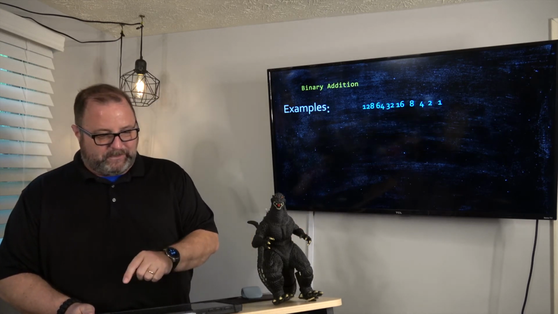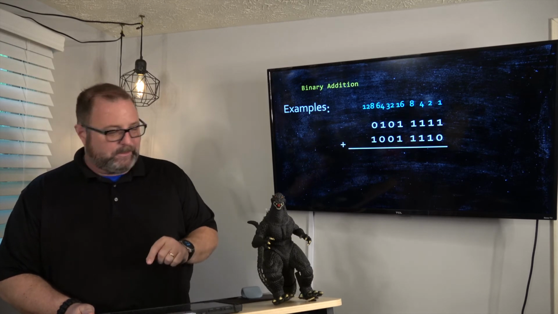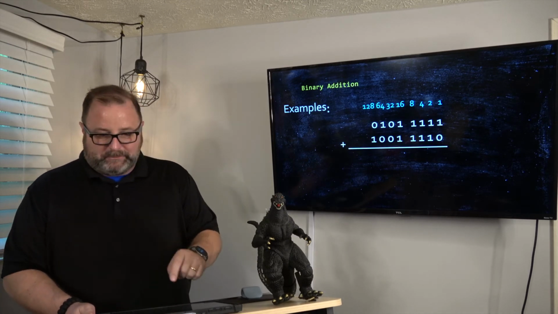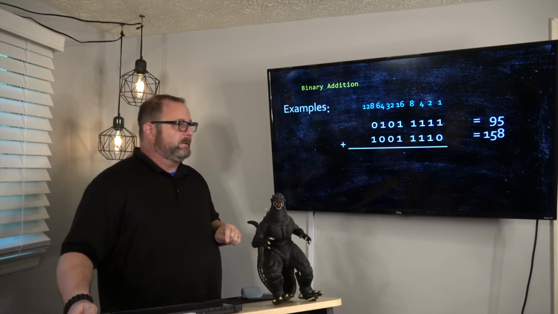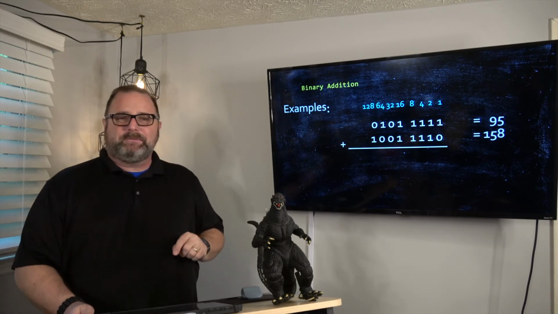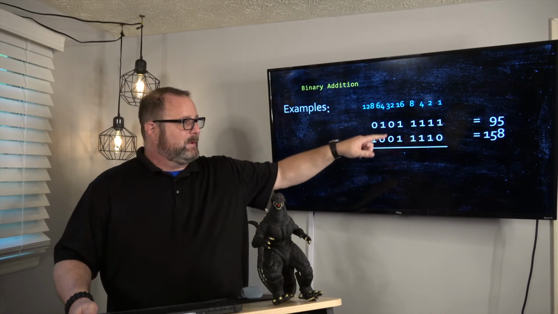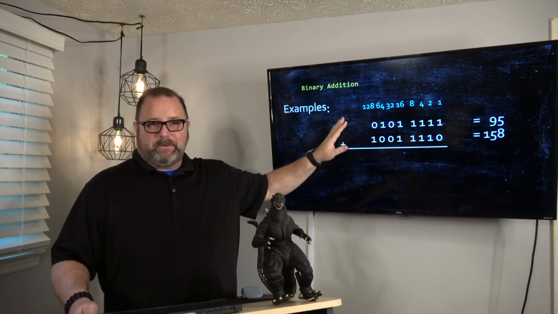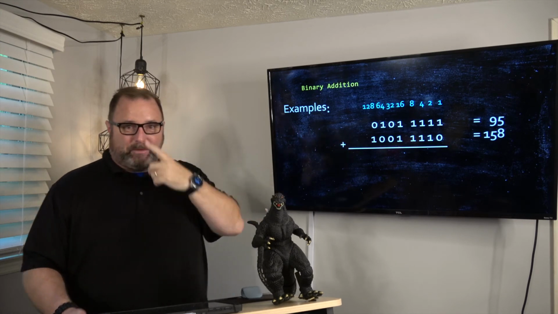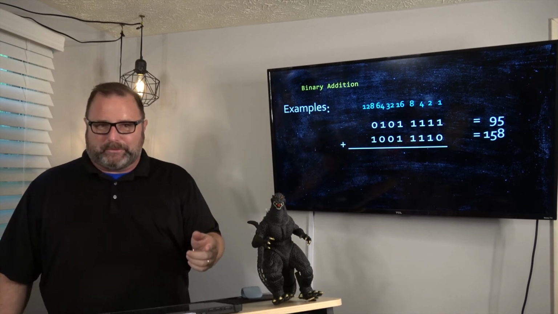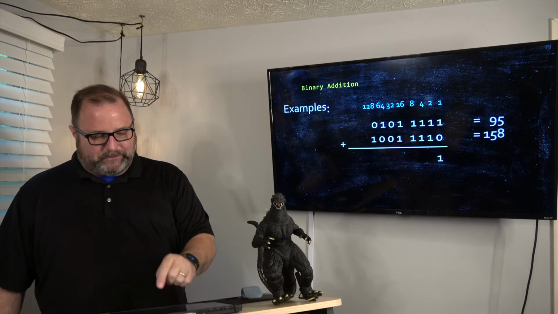Now, let's do another one. So here we go. That's a little bit of a tougher number. This is actually 95 and 158. Okay? Don't let the fact that they're larger numbers mess you up. Don't let it scare you. It's just more of the same. We're not changing the rules at all. It's the same process we just did.